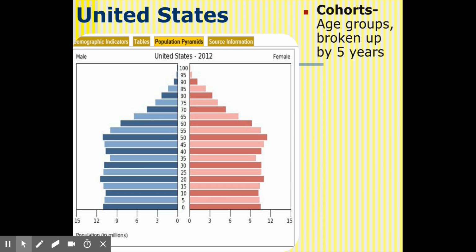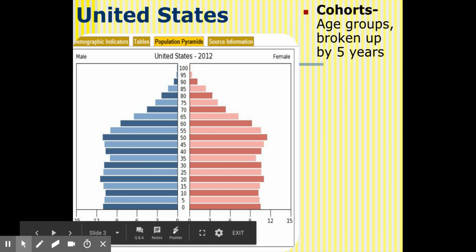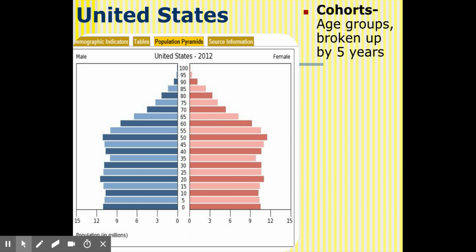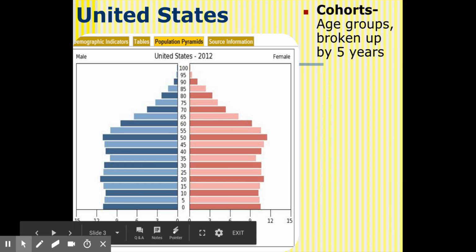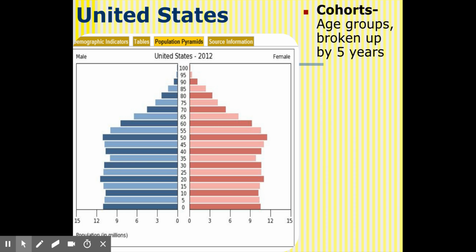The first thing you need to know is that these graphs are broken up into cohorts. A cohort is one of those little bars, and it's basically an age group, broken up by 5 years. So in this case, anyone who's 0 to 5 is this bottom bar, anyone who's 5 to 10 is the second bar, and all the way up to 100. Those cohorts tell us the population of that aged person in that country or place or world. So if you look at this one particularly, you'll see that at the bottom there are more people who are 0 to 4 than there are 100.